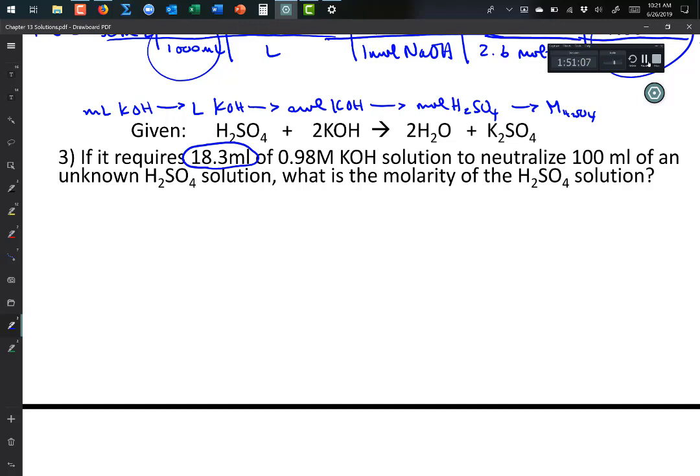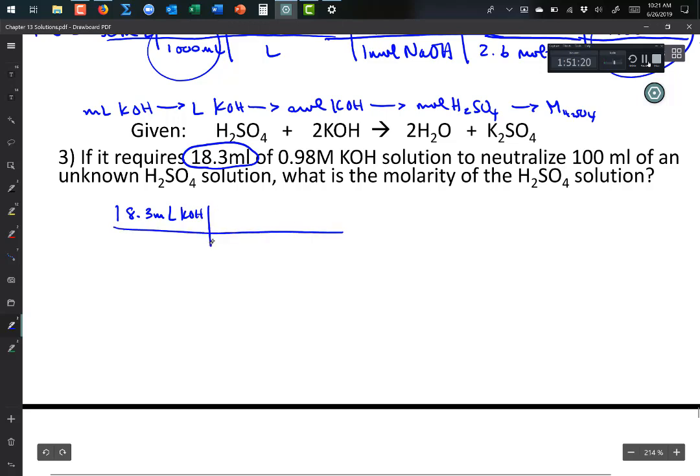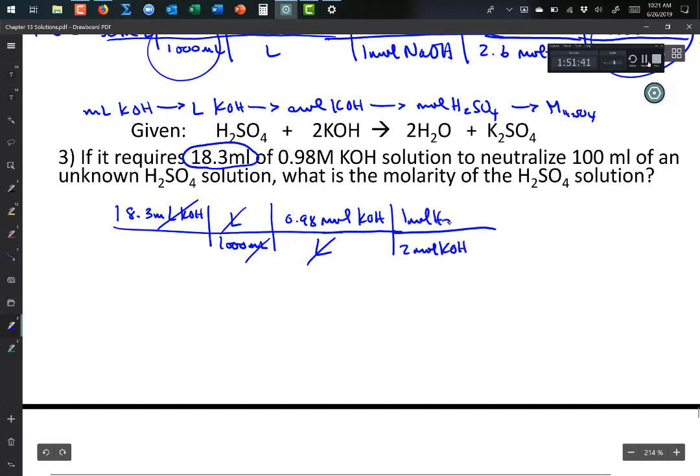All right. I'm going to write this out. I'm going to start with my 18 milliliters of KOH. 1,000 milliliters per liter. It's 0.98 moles per liter, so that's all canceling like that. So I have moles of KOH, and then I have to convert to H2SO4, so it's 2 moles of KOH for every 1 mole of H2SO4.